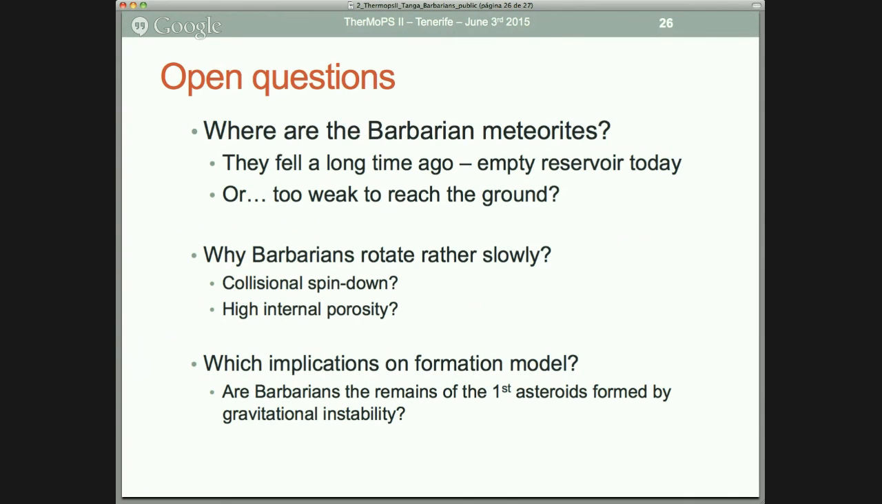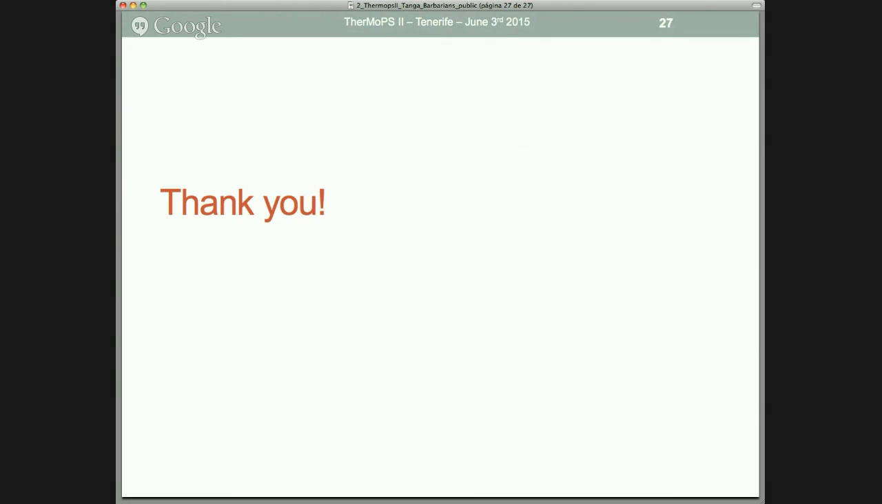Why do barbarians rotate slowly, and what are the implications for the formation models? I leave you with more questions than answers, I suppose. Okay, thank you. Thank you very much.